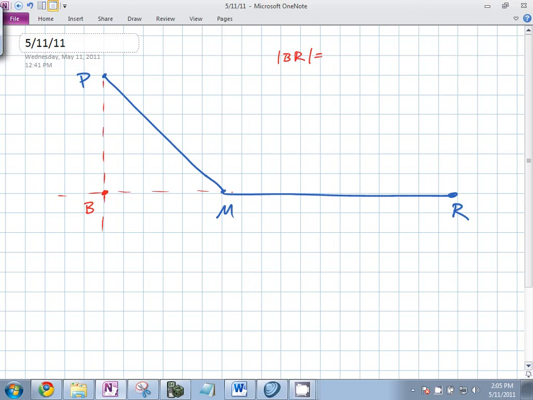The distance from B to R? 1,500. It told you the distance from P to B was 500. And it also labels this angle as theta. What does the first question ask you to do?